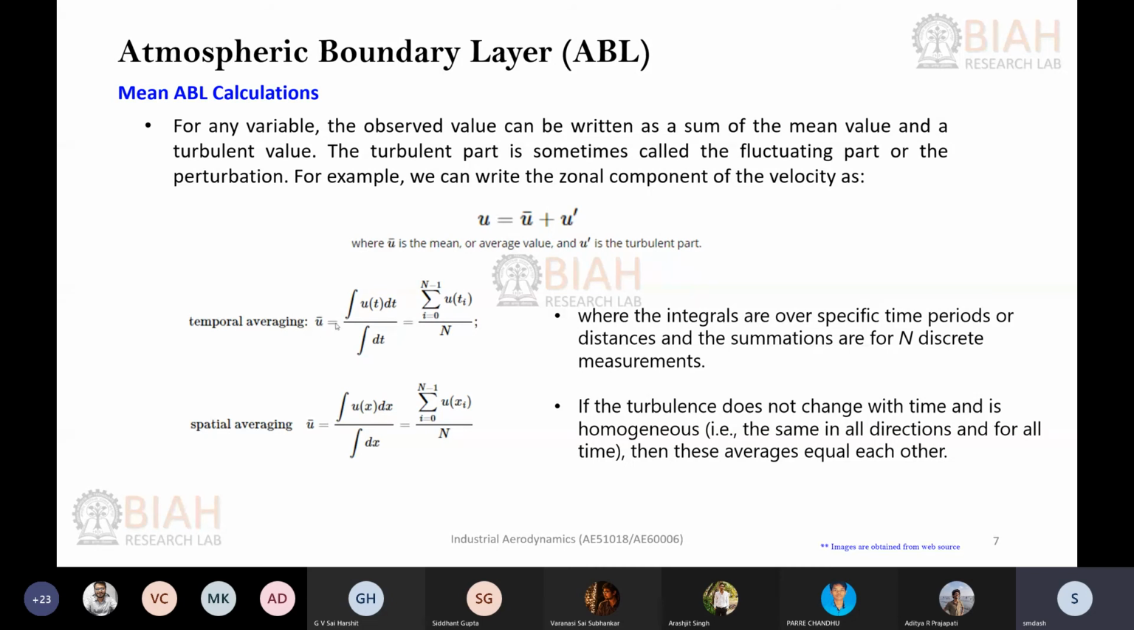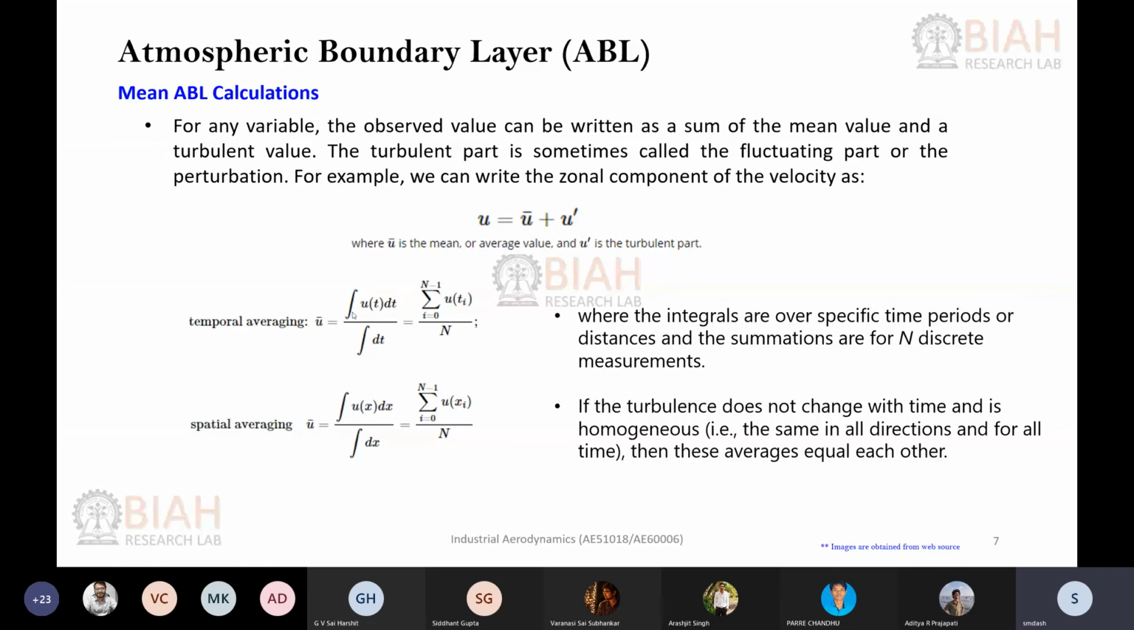Then how do you get the averaging? There are different ways to take the averaging. If it is a continuous function, you can simply integrate it. If it is discrete data, which is what we generally get, then you need to do the summation over the total number of points. So this can be done temporally or spatially.